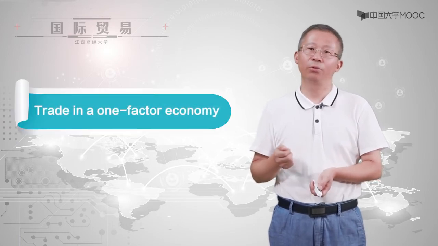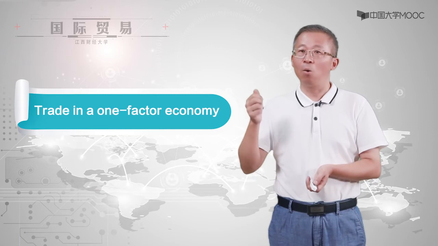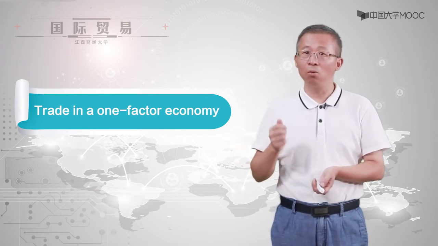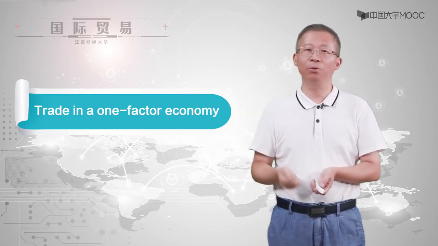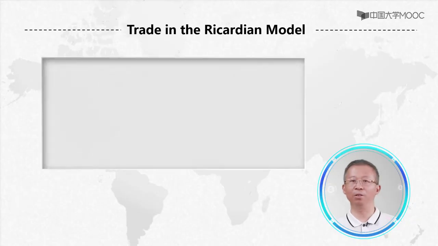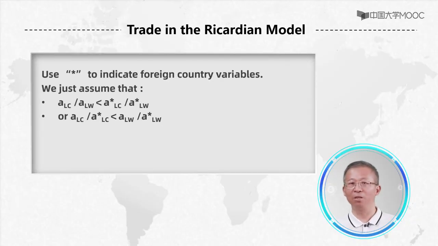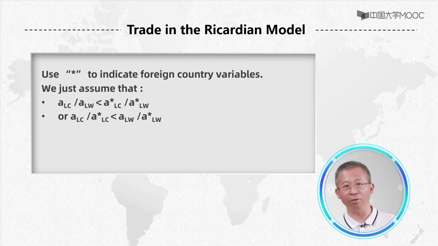The second issue: trade in a one-factor economy, or trade in the Ricardian model. Suppose there is another country besides Home, which we call Foreign. Foreign's labor force is denoted by L star. Unit labor requirements in wine and cheese are denoted by aLW star and aLC star, respectively.